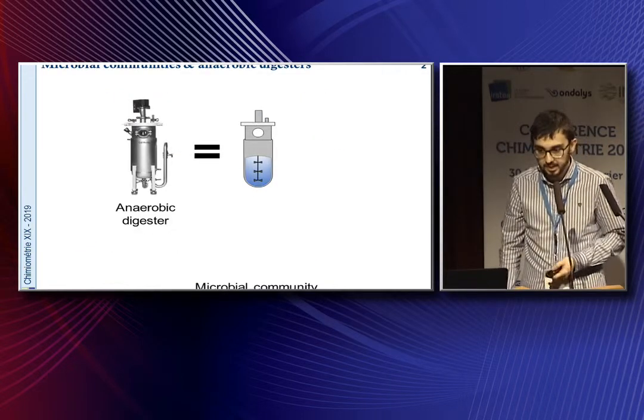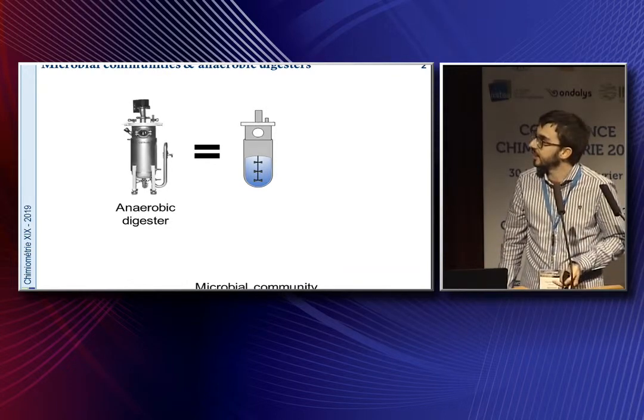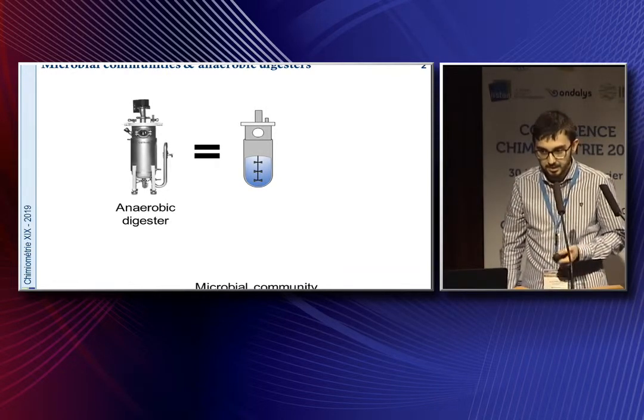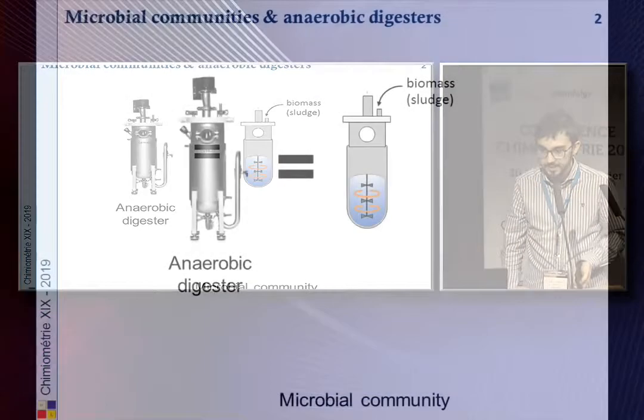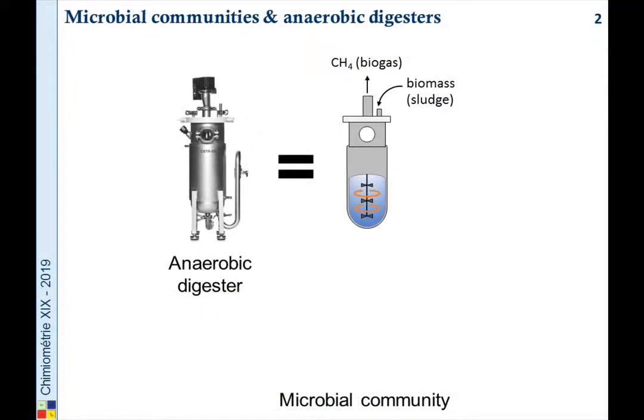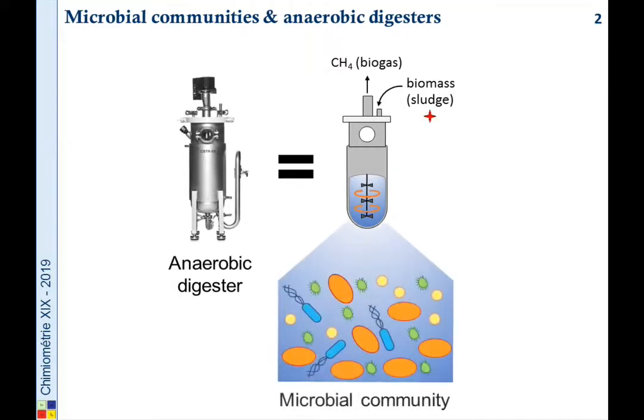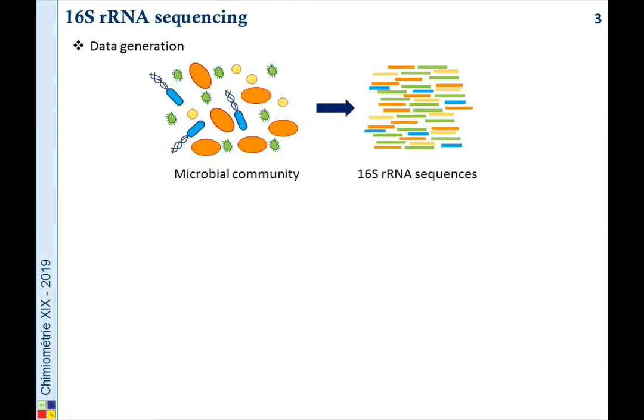Let's start by first explaining what an anaerobic digester is. An anaerobic digester is a reactor that transforms biomass or sludge into biogas or methane. This transformation is performed by the microbial community that lives inside the reactors and uses the biomass as a source of nutrients. In this study, we wanted to monitor these microbial communities by using the 16S ribosomal RNA sequencing technique. With this technique, we sequence the RNA of the 16S ribosomal units of this microbial community.